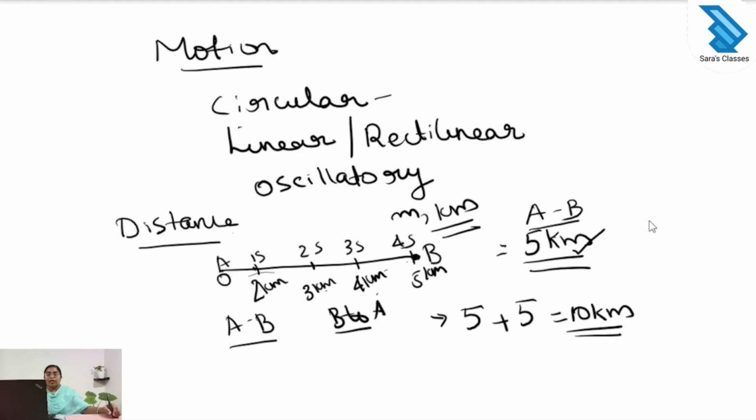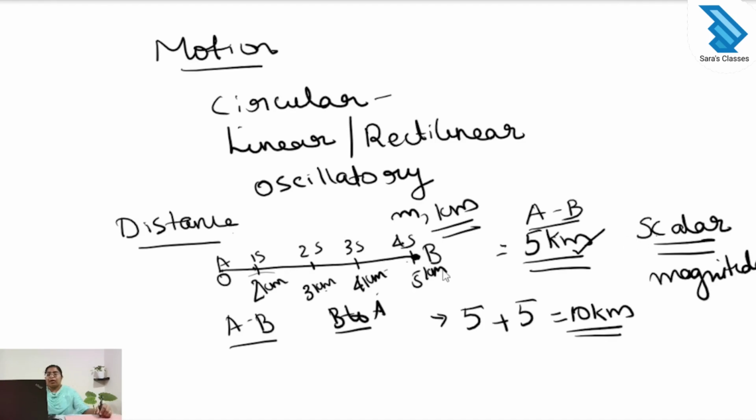Next, distance is a scalar quantity. Scalar quantity means what? It has only magnitude. Here we cannot find the direction. In distance, it has only magnitude. The direction is not specified here. So we can say that distance is a scalar quantity.